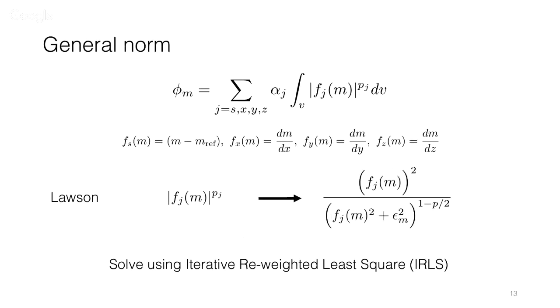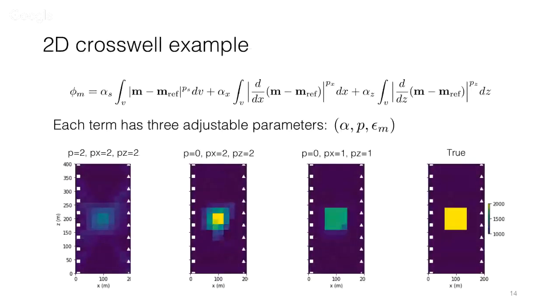Just to recap, we've got a general norm that looks like this. These as functions, we're going to use the loss norm like that, and then we're going to iterate using IRLS. So here, let's go back to the cross-floor topography problem.